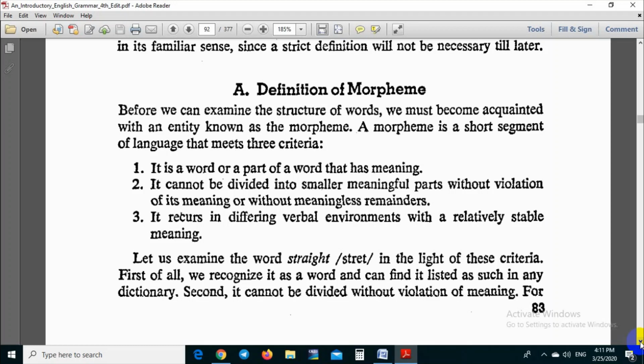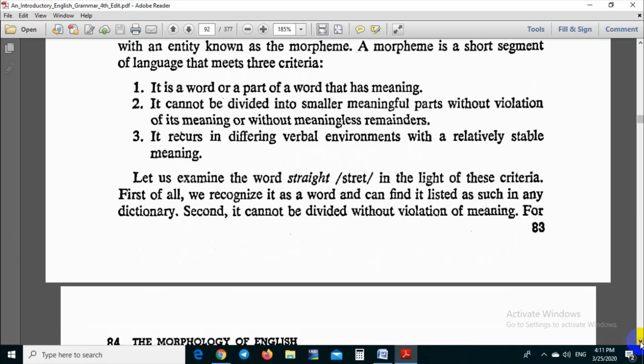Okay, so again, a morpheme is a short segment of language that meets three criteria. It is a word or part of a word. It cannot be divided into smaller meaningful parts. It recurs in differing verbal environments. So here you have an example in your textbook.